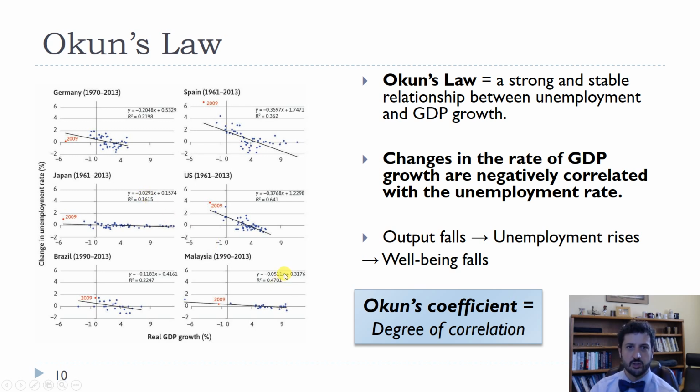Malaysia is more similar to Japan. Spain is more similar to the United States. But the United States seems to have one of the stronger Okun's coefficients, as well as having one of the larger R squared. And so this is one of the things that we see, especially in this country, with recessions: when GDP growth shrinks, we see a big increase in the unemployment rate. And then as GDP growth picks up in the expansion, the unemployment rate comes down.